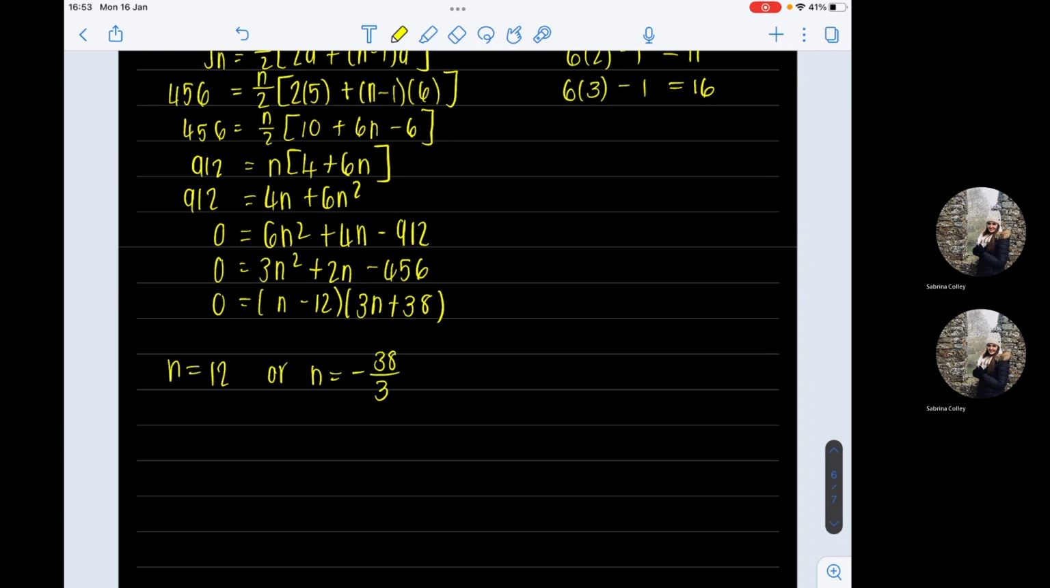Okay, and like we know that term numbers cannot be negative, we will say that the sum of the first 12 terms is going to give me 456.